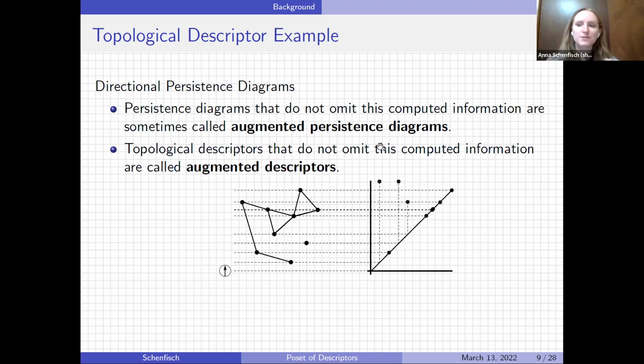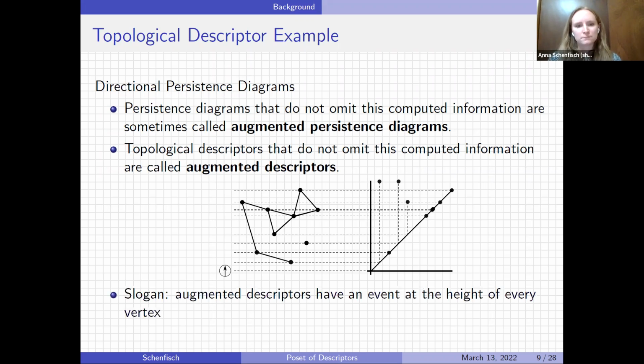If we choose not to omit this probably already computed information, we get what you might call an augmented persistence diagram. Augmented means we have these instantaneous events recorded. Non-augmented means perhaps we're choosing to omit that information. More generally, as we move to different types of topological descriptors that I'll describe in the next slide, we have the same idea of augmented versus not, and that's whether or not they contain information about instantaneous events. If that was a lot of words, here's the slogan to keep in mind: augmented means that there's an event at the height of every vertex in particular.